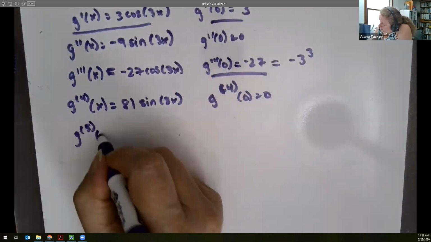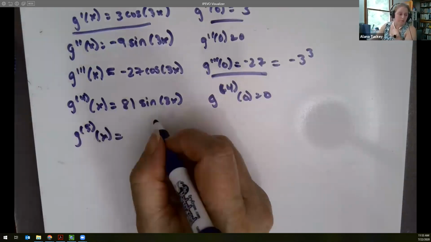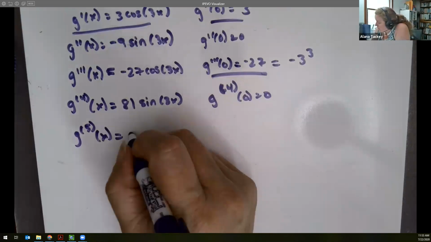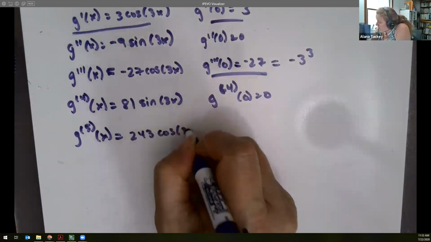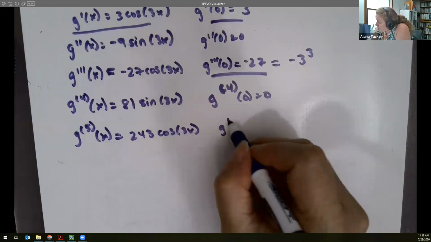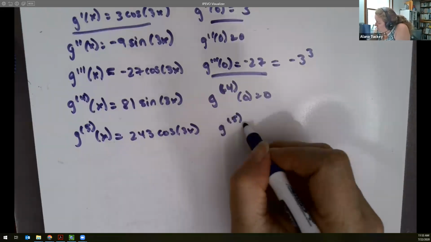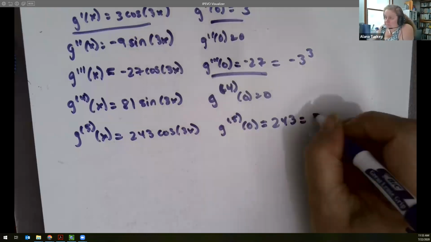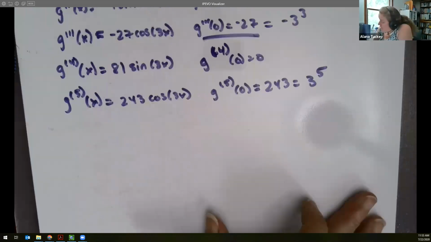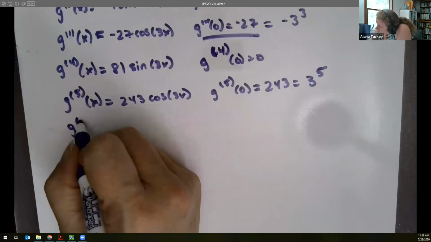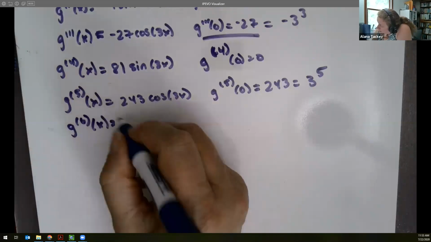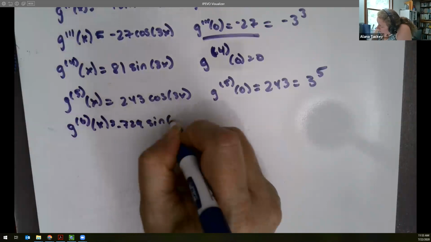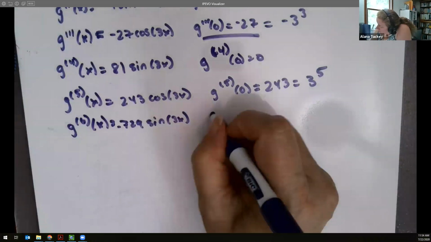All right, fifth derivative. Derivative of sine is cosine. 81 times 3, I don't remember what that is anymore. 243? 243 cosine of 3x. So the fifth derivative at 0 is 243, which in case you're wondering is 3 to the fifth. It's almost like there's going to be a pattern. And then the sixth derivative is going to be 0, but I still have to find it. It's negative 729 sine of 3x, which is 0 because it's sine.